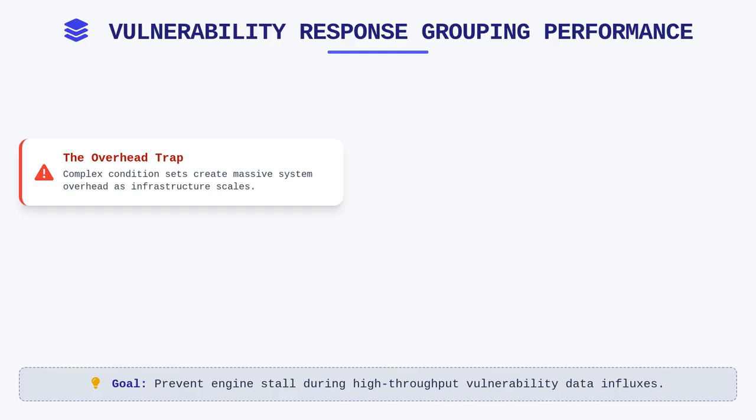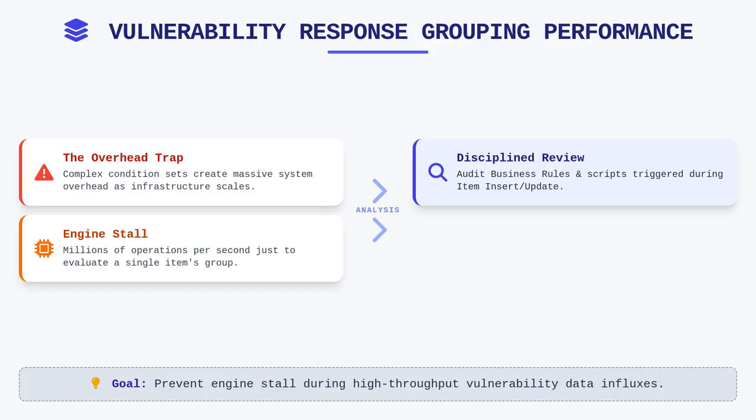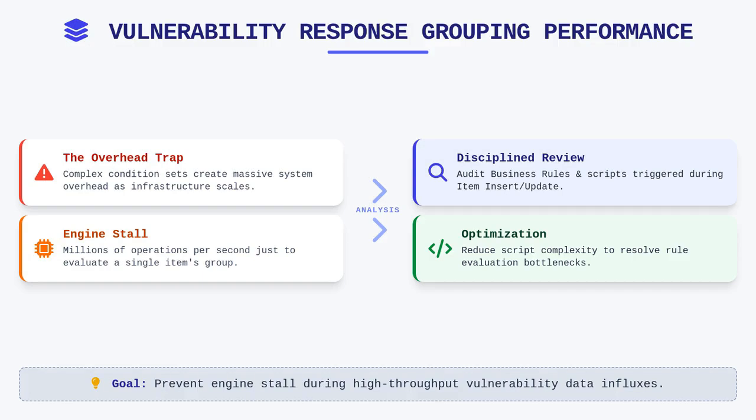We often see issues where rule evaluation paths become overly convoluted, requiring the engine to perform millions of operations per second just to evaluate if a single vulnerable item belongs to a specific group. Analyzing these evaluation paths requires a disciplined approach, usually starting with an examination of the business rules and scripts triggered during the insert or update of a vulnerable item. If you find that the system is spending disproportionate time on rule resolution, it is time to look at the complexity of your scripts.